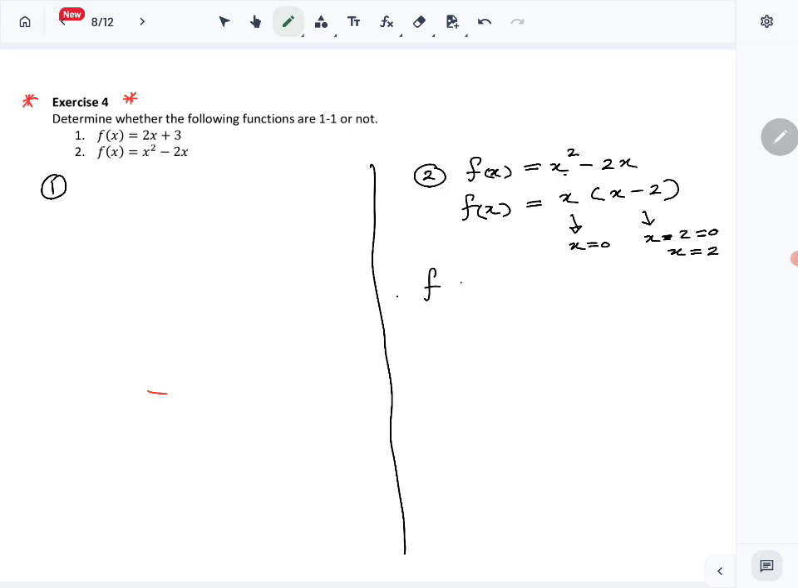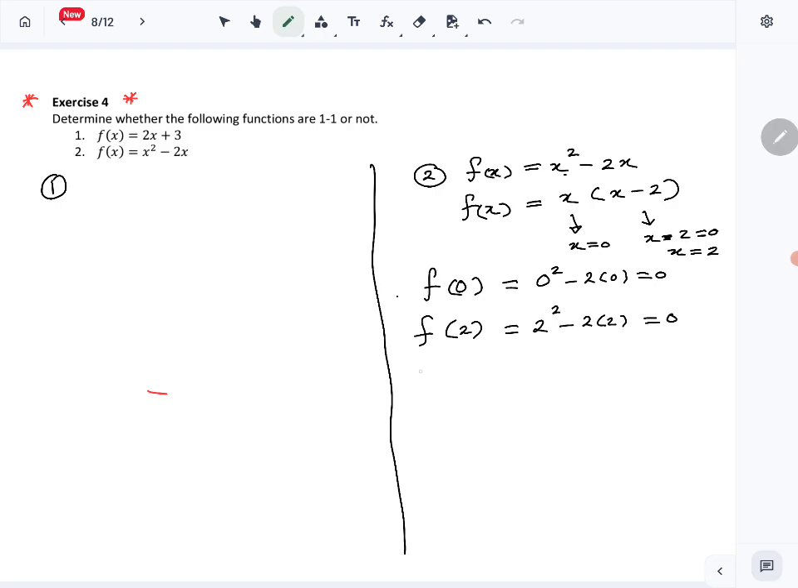Now substitute those values into the function. When I substitute 0, I get 0 squared minus 2 times 0. So the function value at 0 is going to be 0. Now substitute the other value. The function value at 2 is going to be 2 squared minus 2 times 2, again 0. So what happened? 2 inputs give you the same output. This can't happen in a one-to-one function. Only one input can give you one value. So here 0 and 2 both give you the same output.